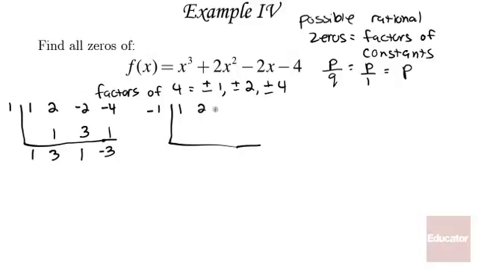Coefficients are again 1, 2, negative 2, and negative 4. Here I have 1 times negative 1 to yield negative 1. Combined with 2 is going to give me 1. This times negative 1, negative 1. Combined with negative 2 is negative 3. Negative 3 times negative 1 is 3. Plus negative 4 is negative 1. Again, this is not a 0. So not a 0, not a 0. Let's try 2.